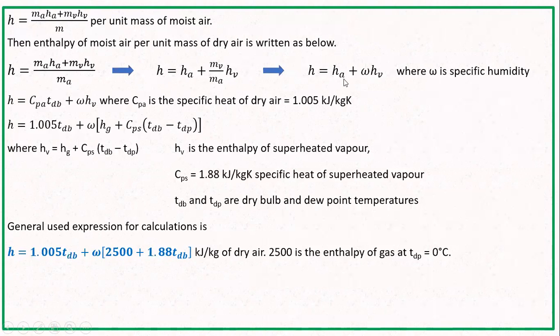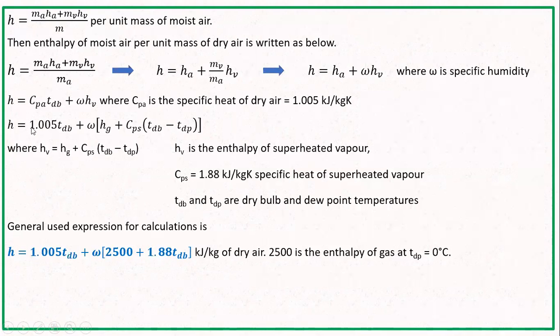So what is ha? Keep it as it is. What is Mv by Ma? It is nothing but the ratio of mass of the vapor to mass of the dry air, which is the specific humidity, omega into hv. Now, what is ha? ha is nothing but Cp into dry bulb temperature, plus omega into hv as it is. Now Cp of the air is 1.005 kilojoules per kg Kelvin.